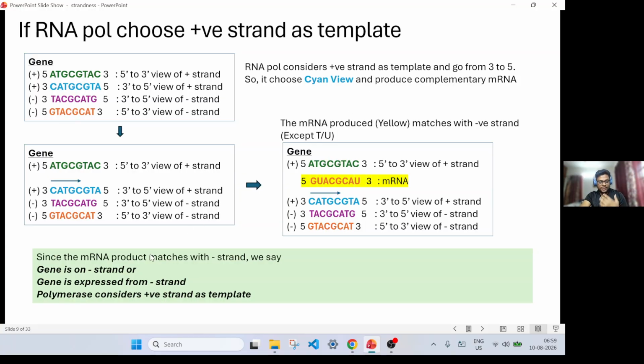So now we say that the mRNA matched with the negative strand. That's why the gene is on the negative strand, or the gene is expressed from the negative strand. So now I hope this got clear. Final conclusion: if the mRNA sequence matches with the plus strand, you say that the gene is from plus. If the mRNA matches with the negative strand, you say that the gene is on the negative strand.